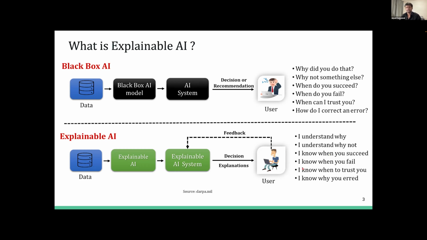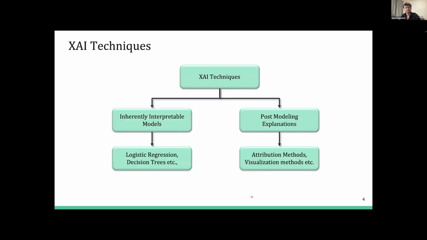XAI techniques are divided into two parts. First is inherently interpretable models, and second is post-modeling explanation. For interpretable models, the common examples are logistic regressions and decision trees. These sorts of models are explainable on their own because of their structure. And the second class of models requires post-modeling explanations, which could be carried out using attribution and visualization methods.